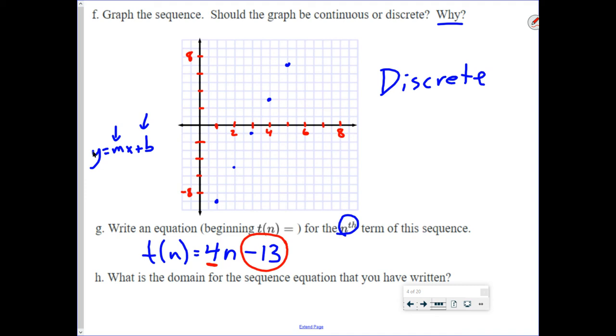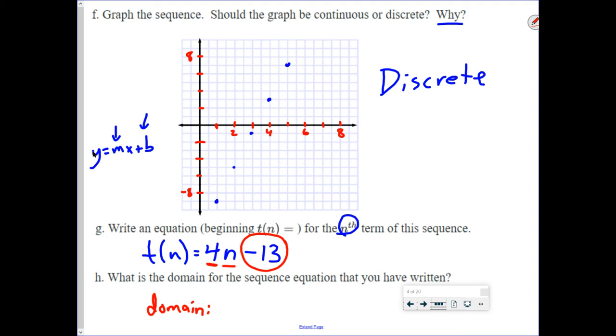What is the domain of the sequence equation that you have written? What domain, what values could n be? I guess the question comes down to, could it be decimals? Could it be negative? Can it be 0? Can it be all values? Well, the domain, what is it? Pause, write it down, and see if you're right. When you've got it, unpause and let's see if you're correct.